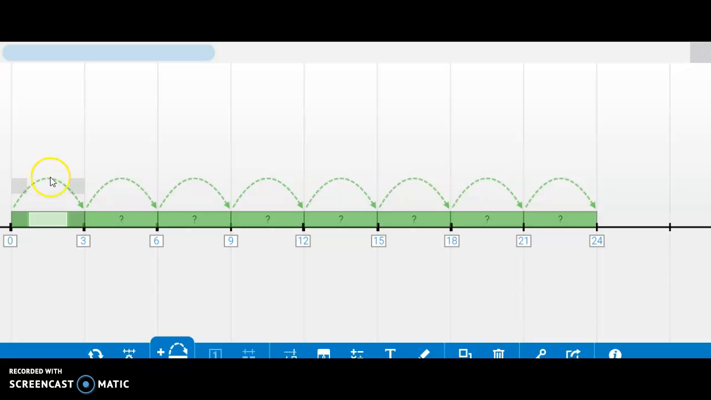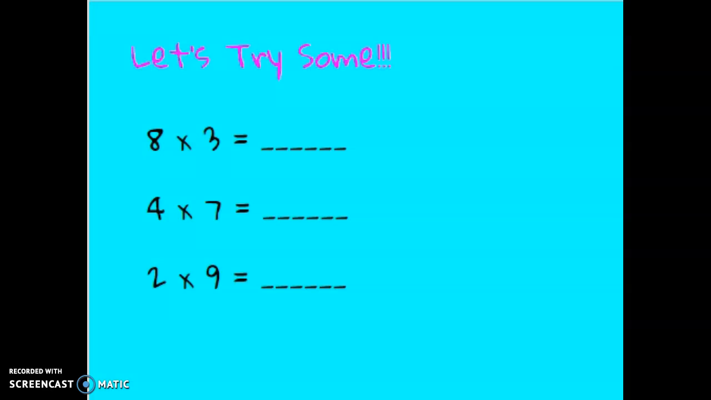So remember that this is going to represent the first number. We have 8 groups of 3. When you're looking at that number line, you're going to think about how many hops it's going to take and what the hops are going up by. So what I want you to do is the last 2 of those on your own on the number line before you complete your lesson work.